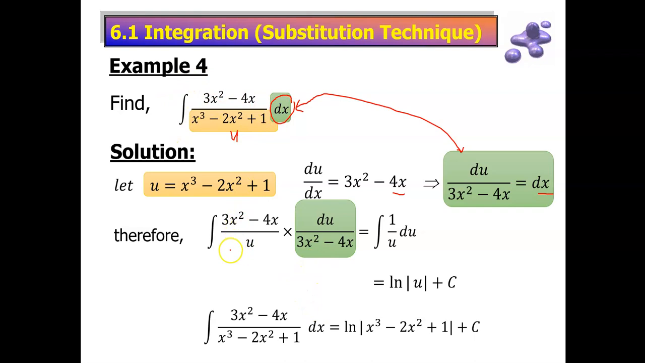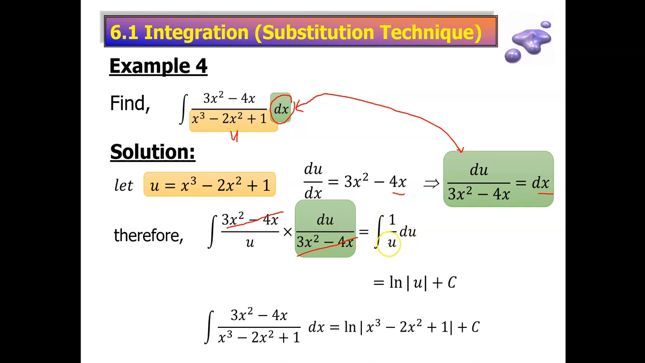This part, integration of 3x squared minus 4x over u, since this one becomes u already, over u, times dx. What is your dx? Your dx is over here. Du over 3x squared minus 4x. Again, slowly you check. This one can be cancelled out. Kita boleh potong. And the only thing left is integration of 1 over u du. Ini saja yang tinggal, integration of 1 over u du.